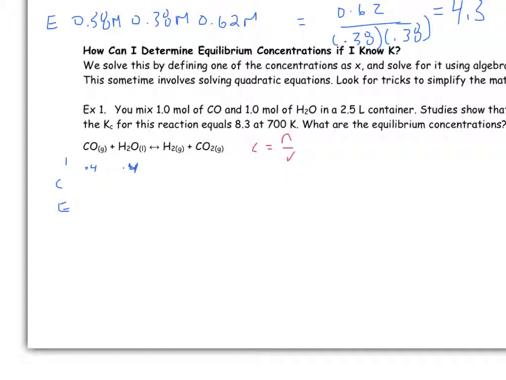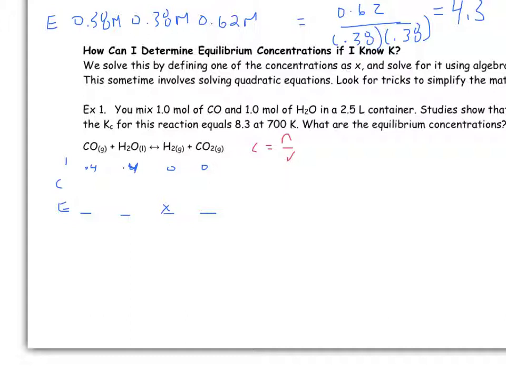Now, because the question doesn't mention mixing in any hydrogen or CO2, I'm going to assume they both start off as 0. I need to find these 4 concentrations in order to provide an answer to the question. Let's define the concentration of one of those chemicals at equilibrium to be X. Now it's easier to pick one of the products because they start off at being 0.